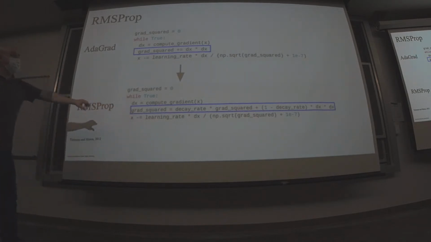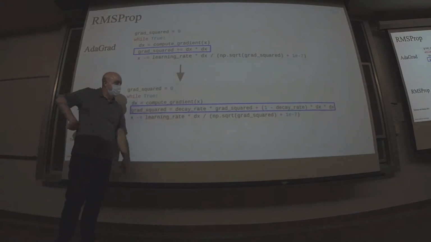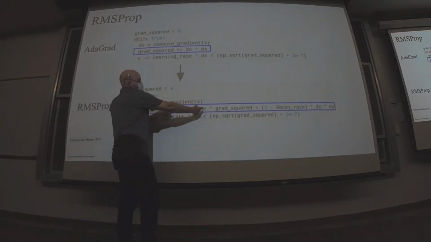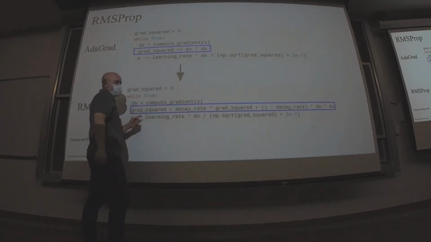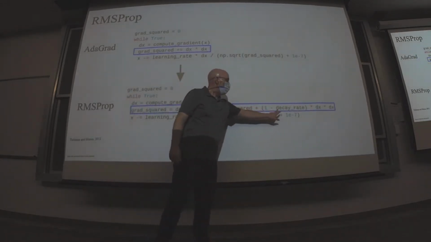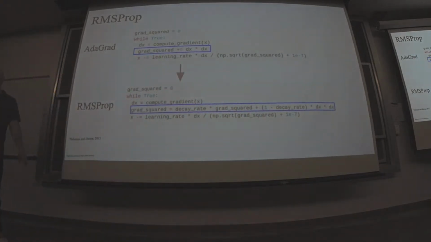So this is very, very similar to what we had before, but there's some slight change. And what's the slight change? Yeah, there's a decay. There's this parameter here called the decay rate. But notice how it's decay rate times grad squared, so like whatever memory here. But we're adding to that 1 minus the decay rate times the current gradient squared. So what's that doing?